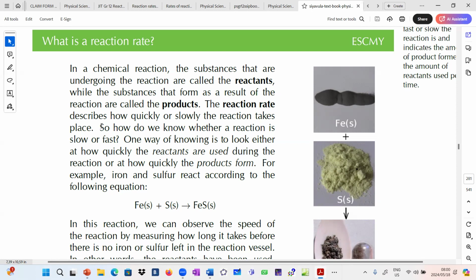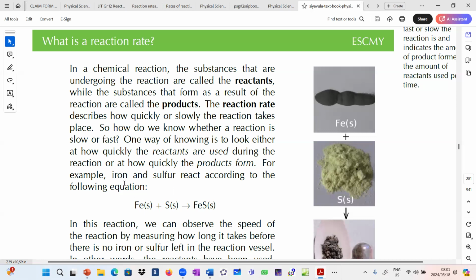Now, the reaction rate describes how quickly or slowly the reaction takes place. So how do we know whether a reaction is slow or fast? One way of knowing is to look either at how quickly the reactants are used during the reaction, or at how quickly the products form.